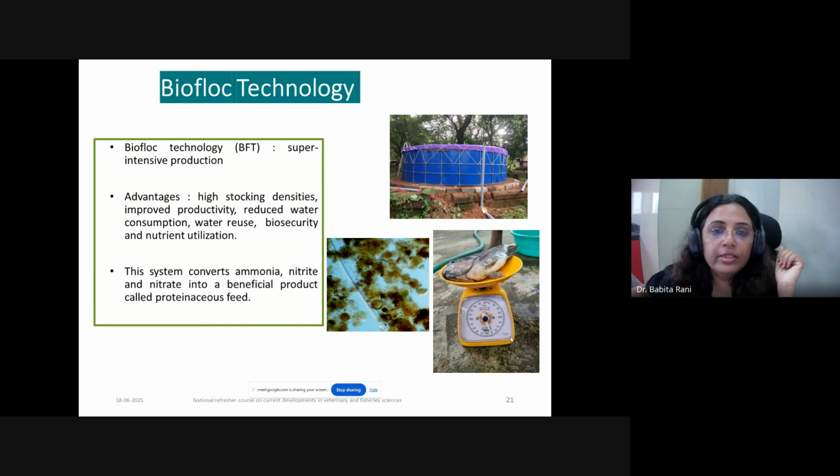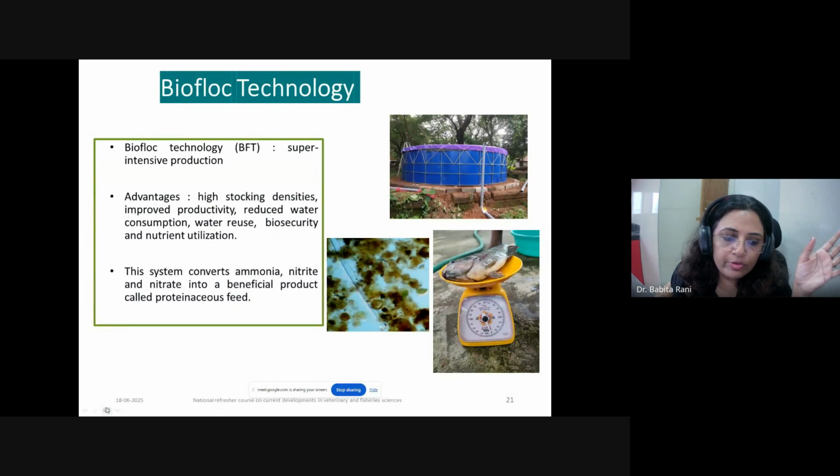This biofloc technology is a super intensive production system again, depending on high stocking densities, improved productivity, reduced water exchange, water consumption, and water reuse. Here, once we take the water, we are not changing the water. We are continuously holding the system for the entire season.